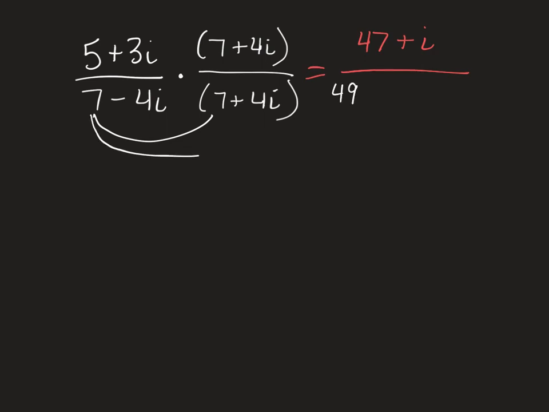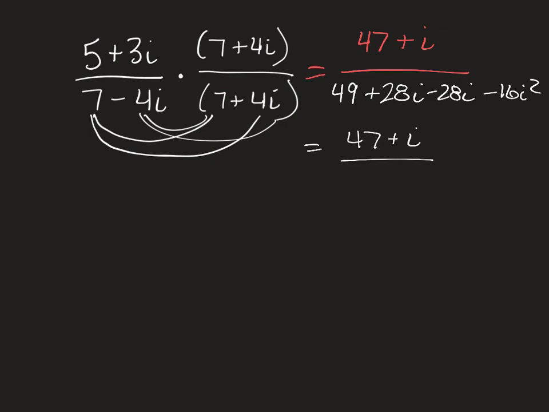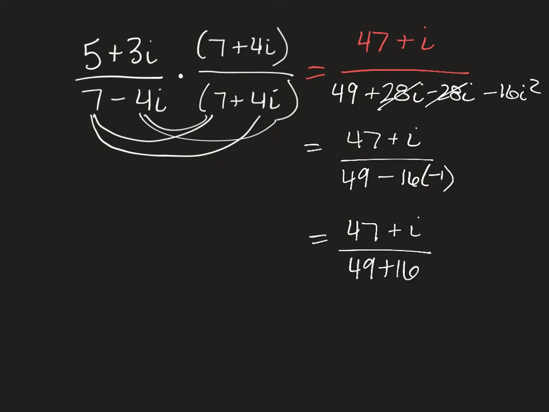All right, so 7 times 7 is 49. 7 times 4i is 28i, minus 28i, minus 16i squared. If you do this correctly, these middle two should always cancel out. So then you have 49 minus 16i squared, and i squared is equal to negative 1. So then we get 49 plus 16, which is 65.